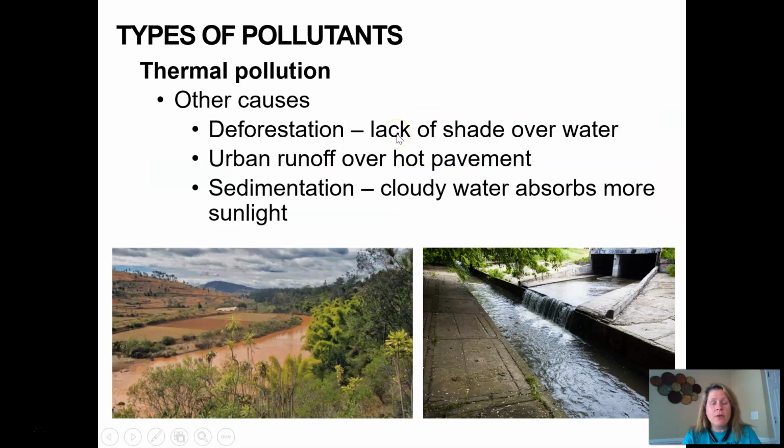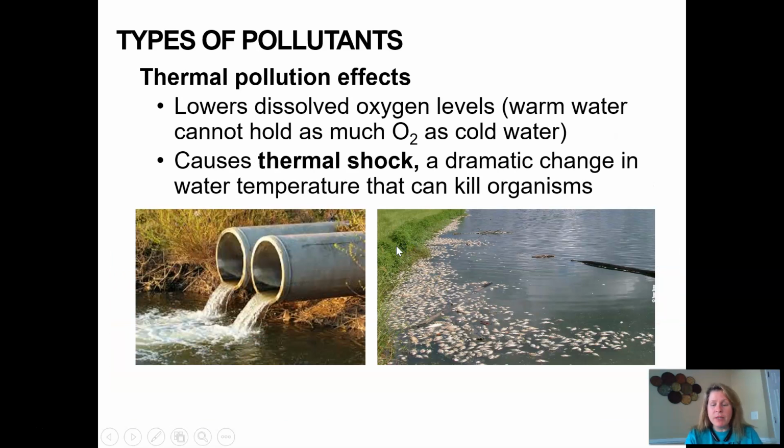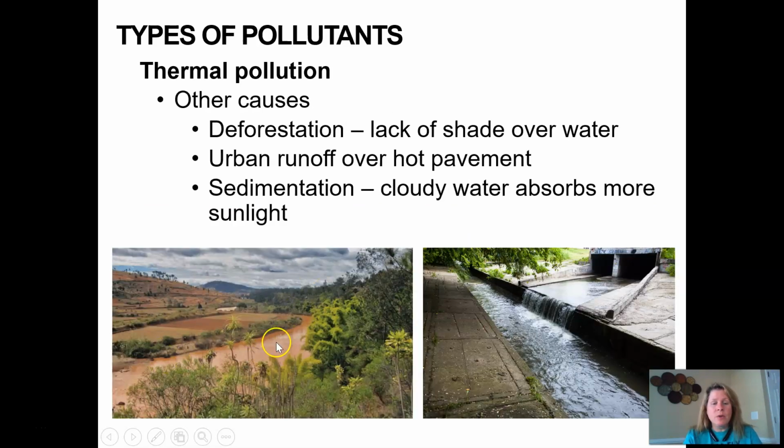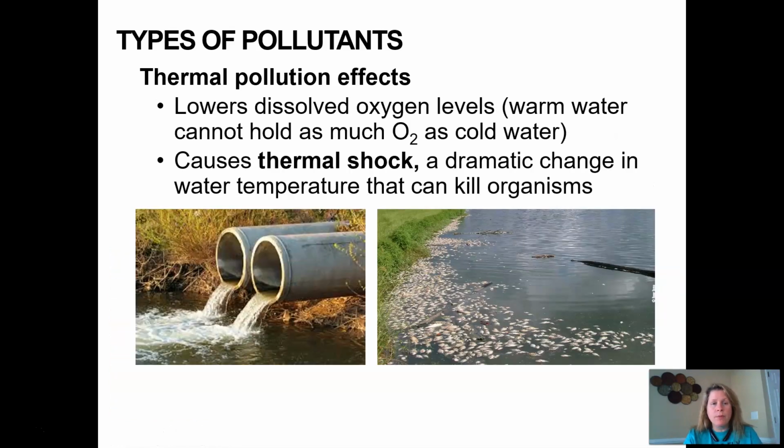And some other sources of thermal pollution: as we deforest and remove the shade that's over bodies of water, that increases the water temperature. As we have runoff over hot pavement in urban areas, that warm water is going to run off into the nearest body of water and cause the temperature to go up. Also sedimentation. Cloudy water is going to absorb more light than clear water, and it just makes it warmer.